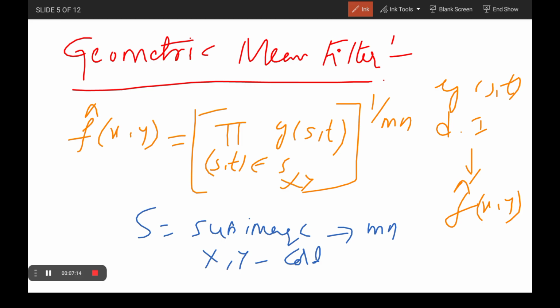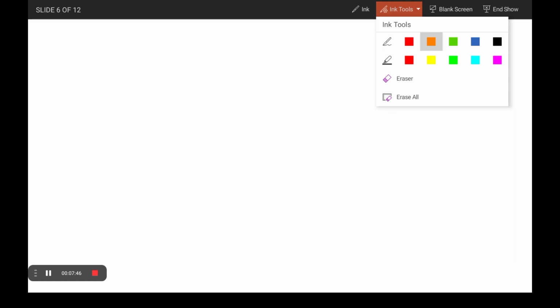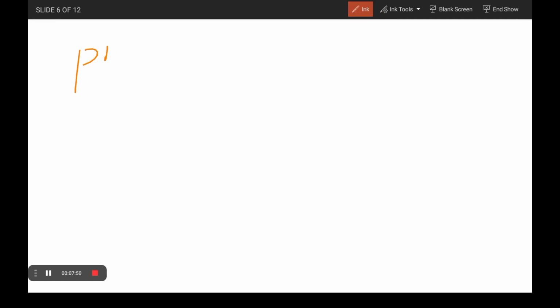The geometric mean filter means that we are taking the product of the pixels in the sub image window and raising it to the 1 by mn, where pi represents the product of sums. In digital logic design we know that we can represent a function in SOP form as well as POS form. POS can be represented as a pi term, therefore product of sums. We take the product of sums, then raise it to the power 1 by mn.